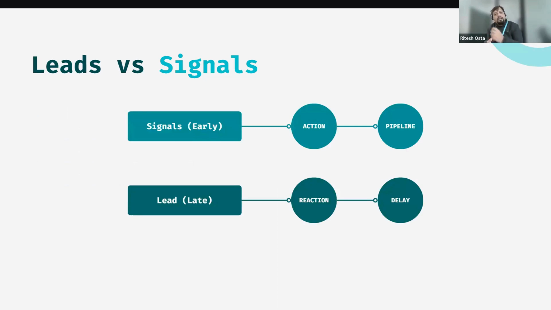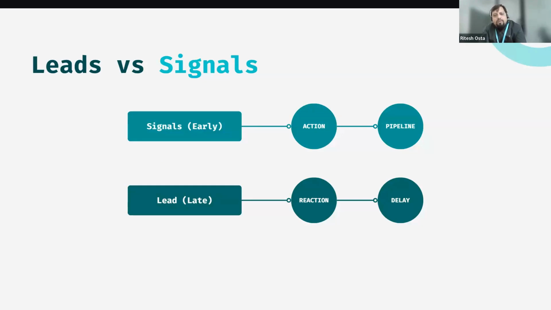So signal is early detection, which creates action and pipeline. And a lead is basically a late entry. Okay, so suppose you run Google Ads on certain keywords. For example, you are a plumber, you are running ads. Hey, I'm the best plumber in Chicago, right? That's the ad you are running.